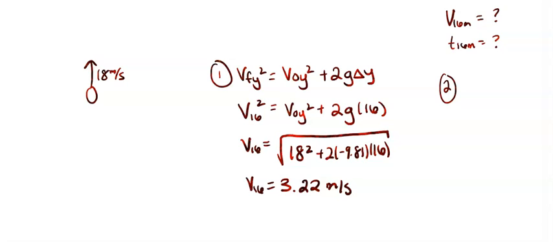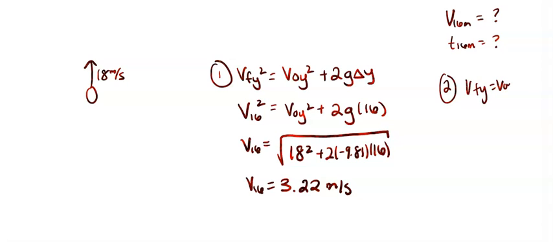Now, the other thing that happens is that on the way back down, because gravity causes things to fall, it's going to speed up from 0. So this 3.22 meters per second is going to happen at 2 different spots. So that's why we have to pay attention when we're trying to figure out our time.